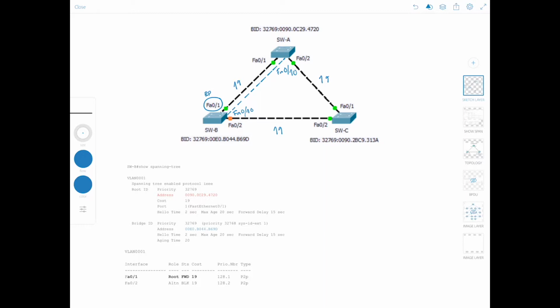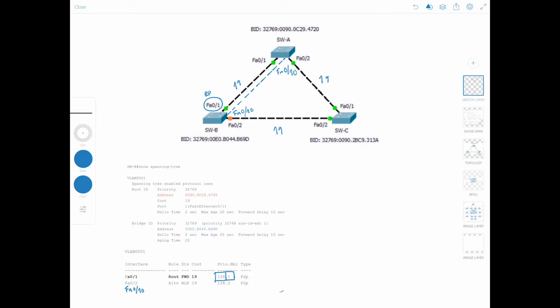So the port ID consists of a configurable priority value and the port number, which iOS assigns. So let's look at the output here. And as we can see, the port ID for FA0/1 is 128.1. So 128 is actually the default port priority value. And also note that the interface number and the port number don't always match. But let's say that for the new FA0/10 interface, the port ID is 128.10. So let's add that in here.